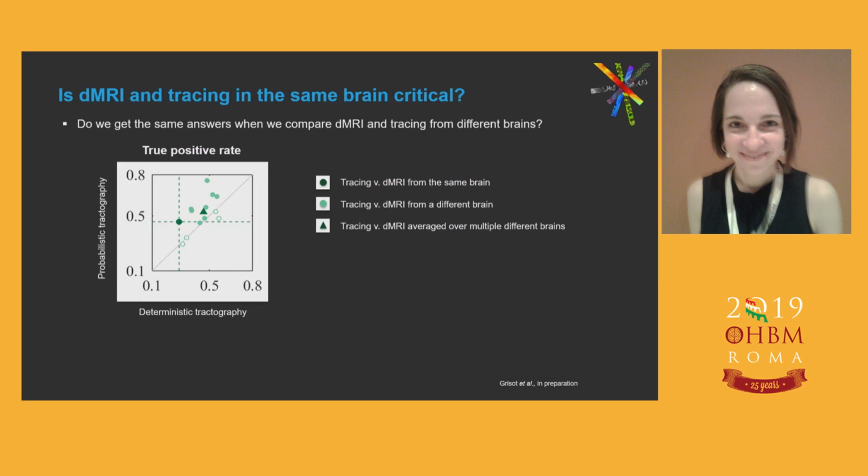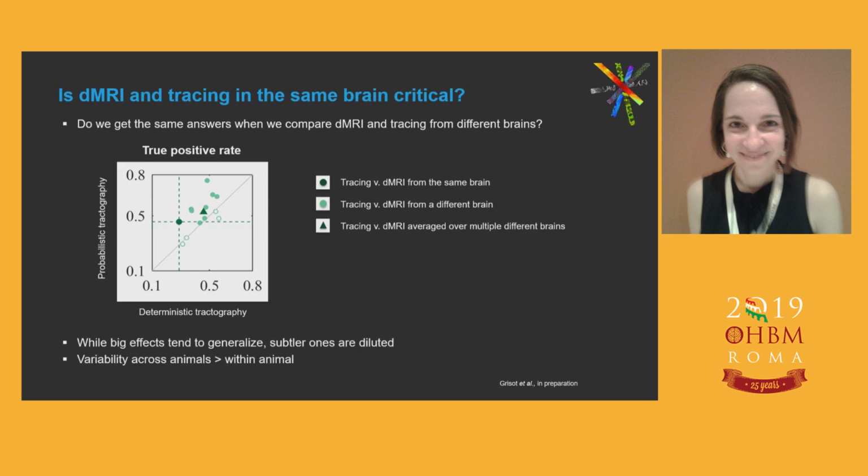Another question that we can ask of this data, because we have scanned a few different monkeys, is: does it really matter if we have the tracing and the diffusion in the same animal? So if we compare the accuracy of probabilistic versus deterministic tractography, just to give an example, on the basis of tracing and diffusion in the same macaque, versus tracing and diffusion data from two different macaques, versus tracing in one macaque and diffusion in a set of different macaques, do we get the same answer about which method is better?